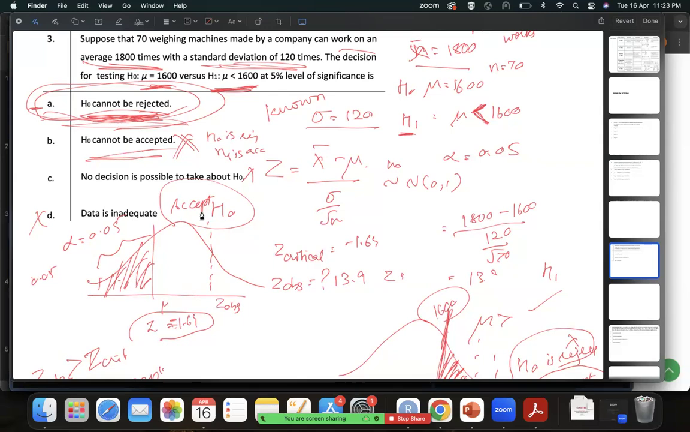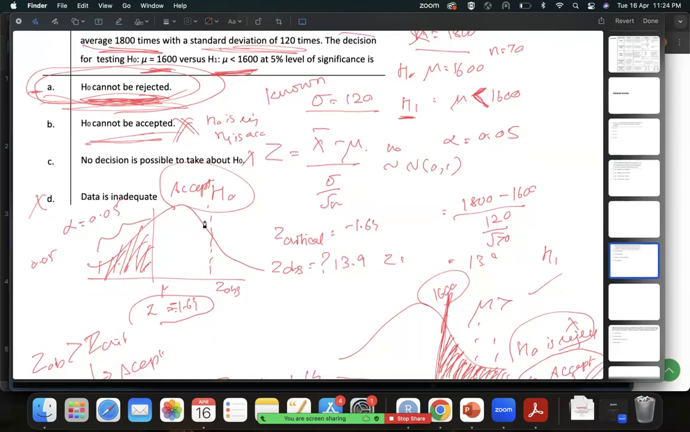Or the other option, like C, data is inadequate, or the decision is impossible to take about H0, because we still do not have the values. At 5% significance, it's not that no decision is possible. I'll just confirm this. Option C is not true.